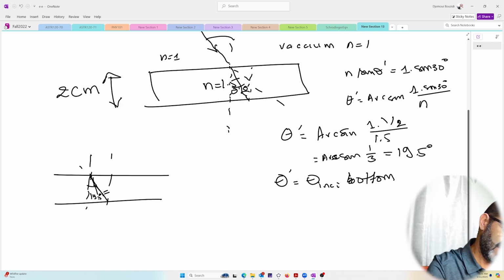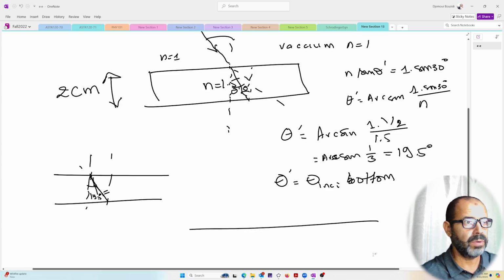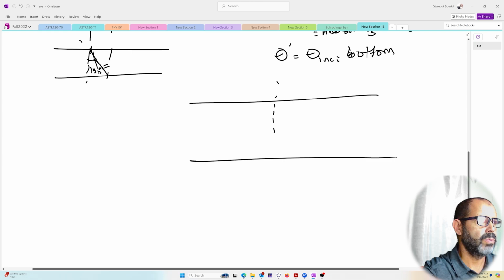Part C, find the lateral displacement D by which the light beam shifts. They have it in the drawing. Okay, so let's do that. Again, I'm going to redraw the two surfaces to help me visualize the problem. We have the normal to both surfaces. We have a ray that came in at 30 degrees. It did not come out at 30 degrees, but rather it came out at 19.5 degrees.